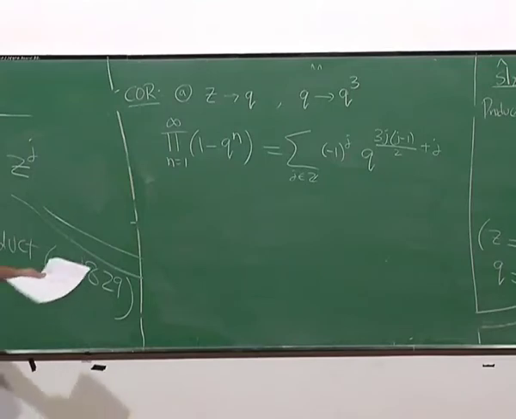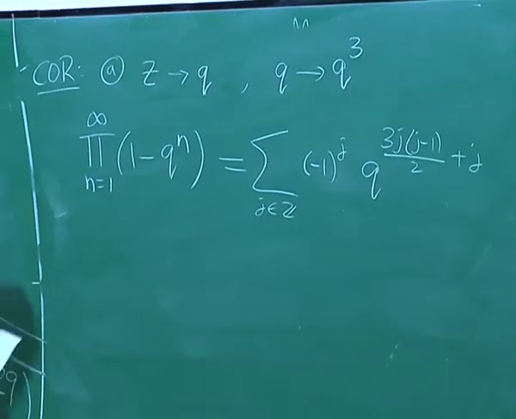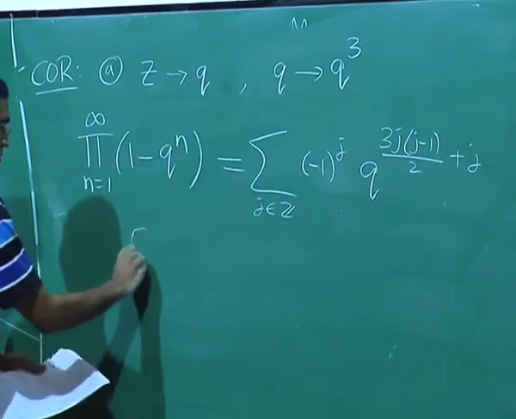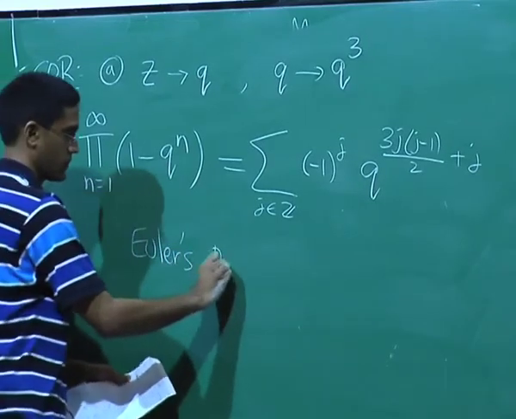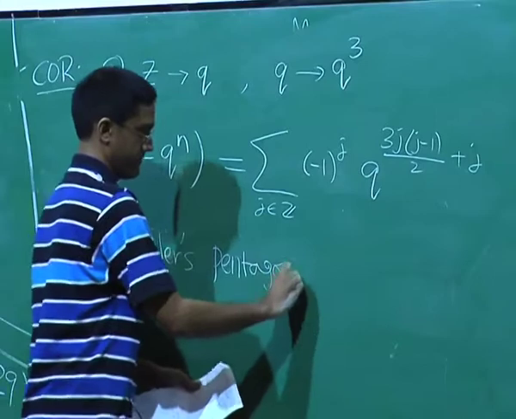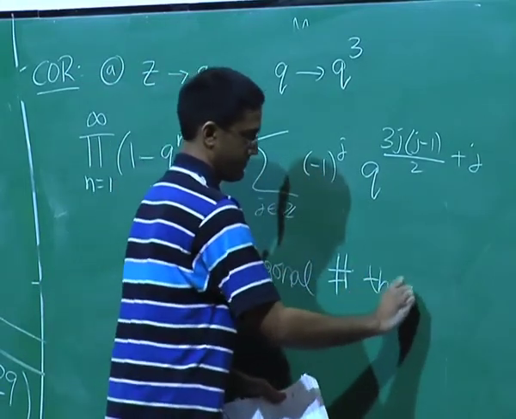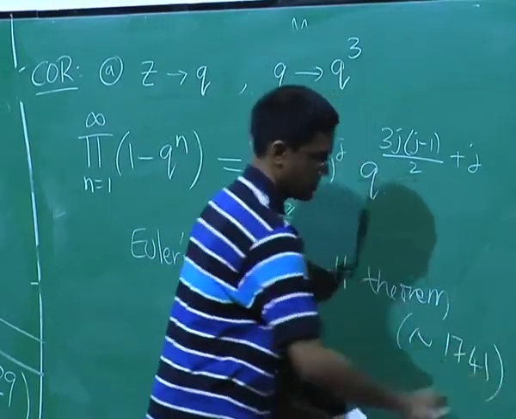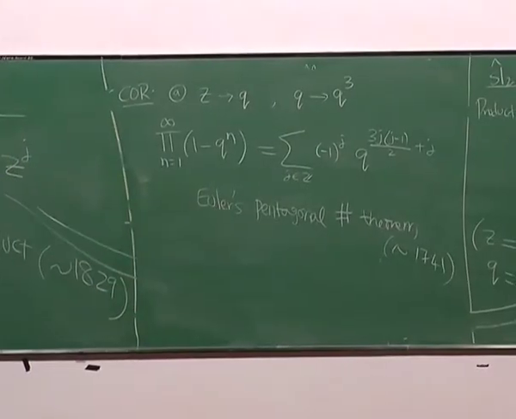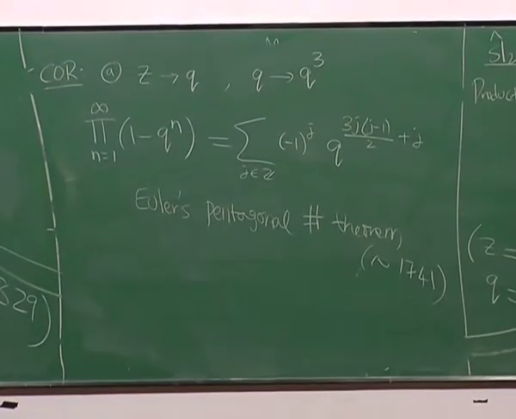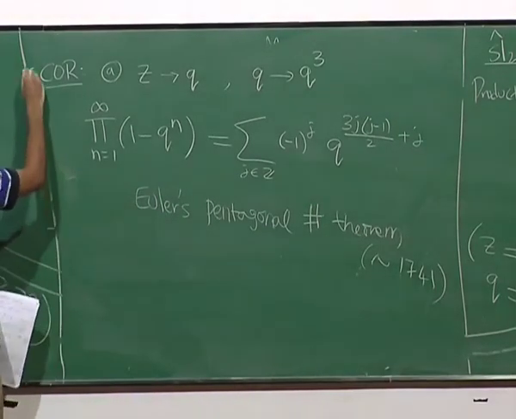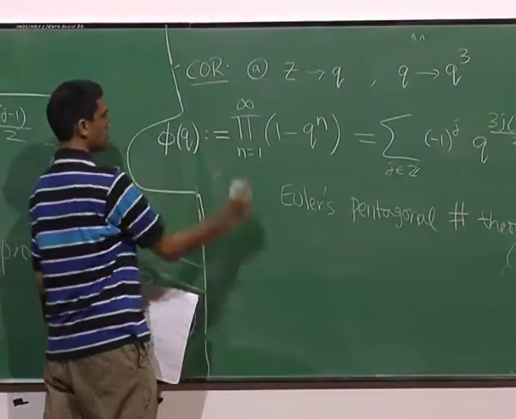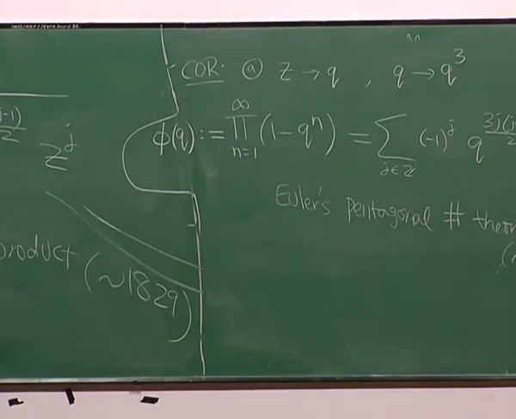Okay, this is what you get, and this itself predates Jacobi's identity. This is called Euler's pentagonal number theorem, which Euler discovered somewhere in the 1700s. His proof was of course different, but once you had Jacobi's triple product identity, you could get it as a trivial corollary. The reason I wanted to mention this is that this particular infinite product, 1 minus q to the n, is rather important in number theory.